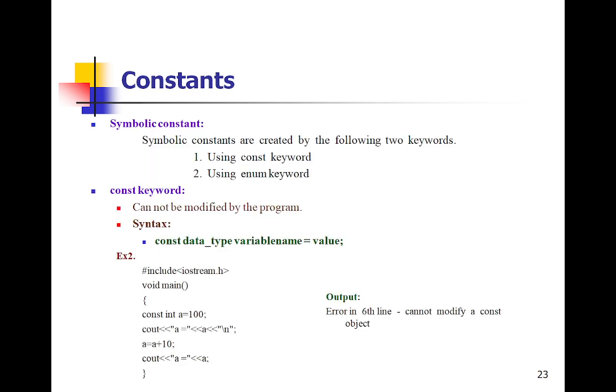Then symbolic constants. Symbolic constants means that we use the const keyword or the enum keyword. There are two keywords. The const keyword means we cannot modify it in the program, and that is the actual syntax for it: const, data type, variable name, and value. Here the integer a we have initialized as 100. That's a constant value. We cannot make any kind of changes to it.